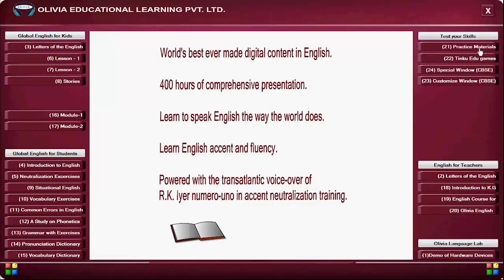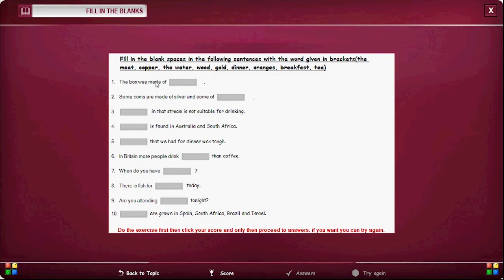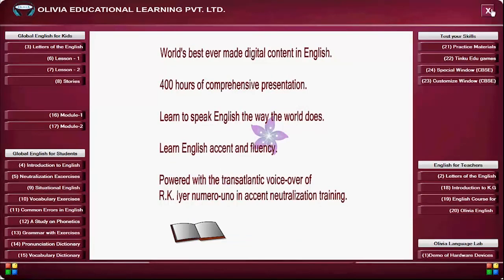There are practice materials here on grammar. They can attend to it, get the score, then get the answers and try it again. So there are 2000 exercises provided like that. In addition, we have grammar games, edu games, Tinku edu games. That also is presented in a good way. The demonstration is not there, and we have another, role play models here.